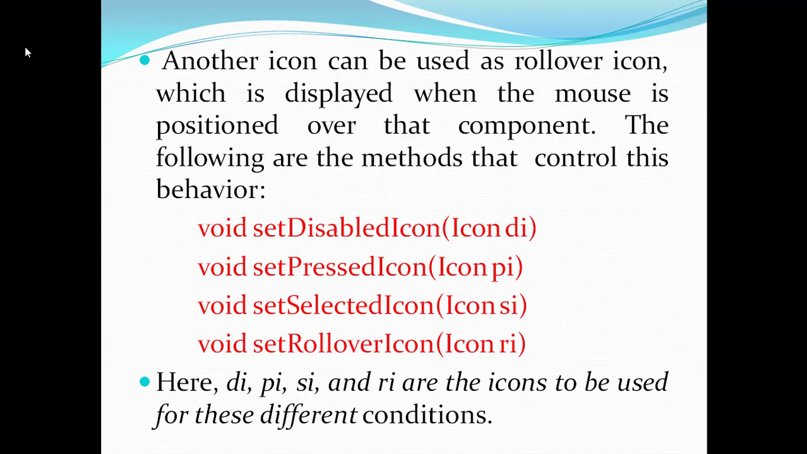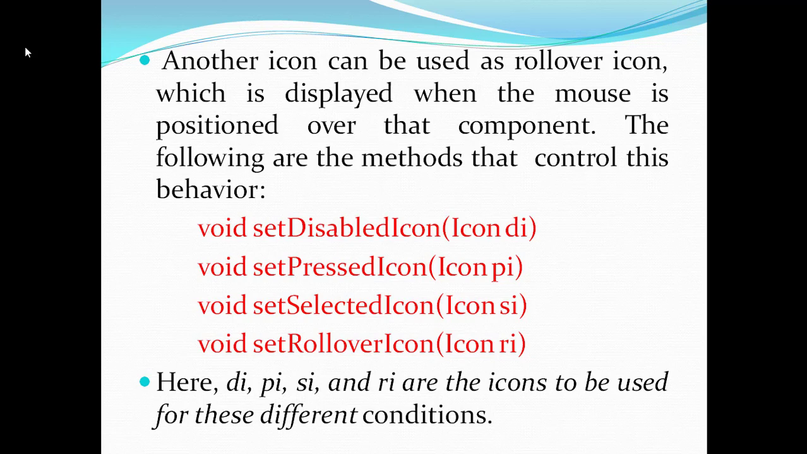The following are the methods that control this behavior: void setDisabledIcon(Icon di), which sets the disabled icon. Next method, void setPressedIcon(Icon pi). When we are pressing that button, that icon will be set. Next method, void setSelectedIcon(Icon si). When we are selecting that button, at that time the selected icon will be displayed.